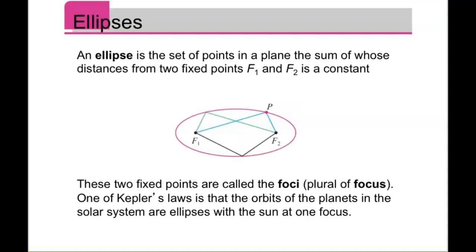All right, so let's first define what an ellipse is as a set of points. It's the set of points on a plane the sum of whose distances from two fixed points is a constant.